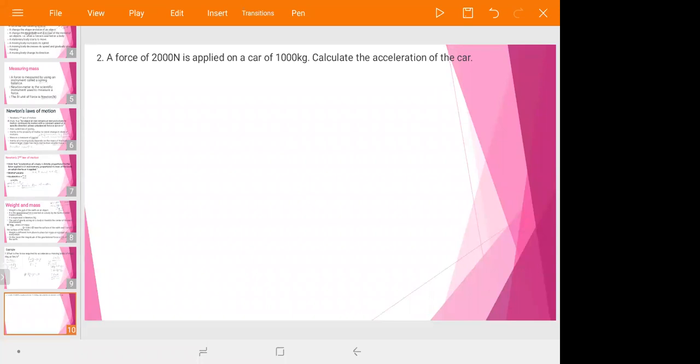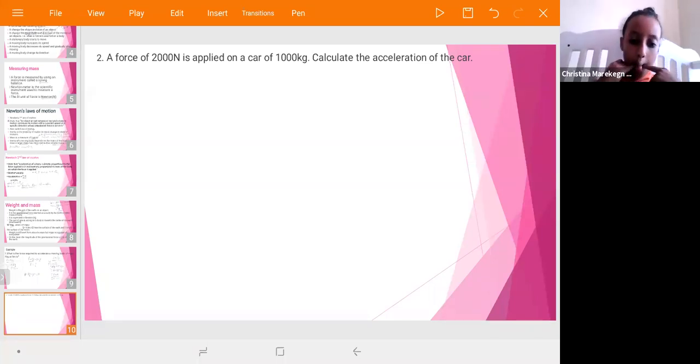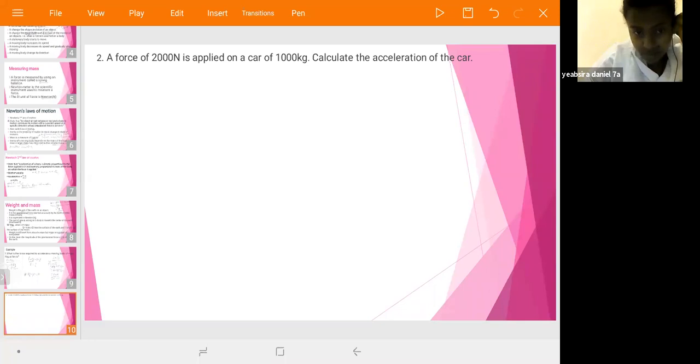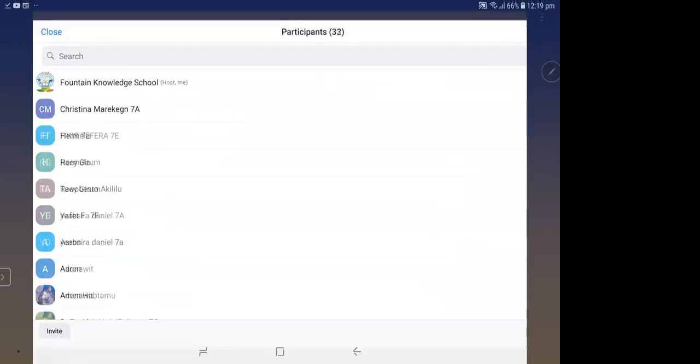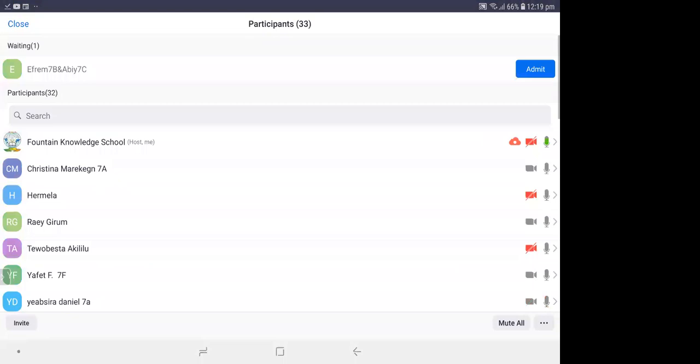Okay, question number 2. If a force of 2000 Newton is applied on a car of mass 1000 kilogram, calculate the acceleration of the car. Okay, find this one. Can I answer? 2 meter per second square. It can be. We will see together.